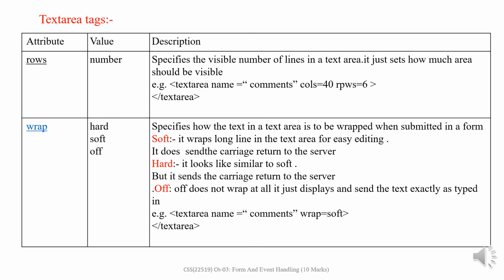Then hard, it looks similar to soft, but it sends the carriage return to the server. And off means it does not wrap at all, it just displays and sends the text exactly as typed in that text area box. So soft means wrap a long line, hard means it's similar to soft but it sends the carriage return to the server, and off means it does not wrap. Okay, example is textarea name is equal to comment, wrap is equal to soft, and end of the textarea tag.